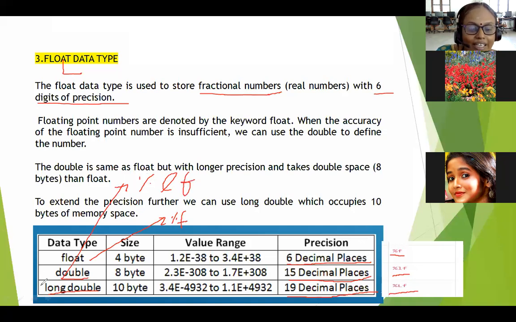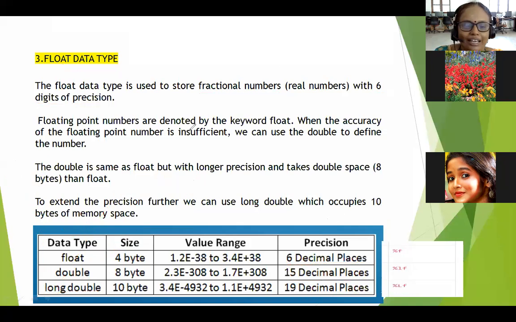Long double, that means percentage capital LF. L is capital. That's the only thing. Floating point is denoted by fractional numbers. The range is also different, but don't take the range. You take only the precision. Data type, size, and precision alone you take, and format specifier. Are you clear? I will clear all my drawings. It will become very easy for you to write. You just write data type, size, precision, and format specifier.